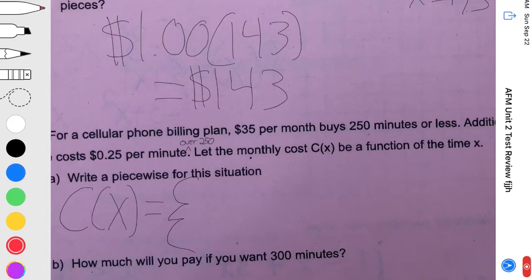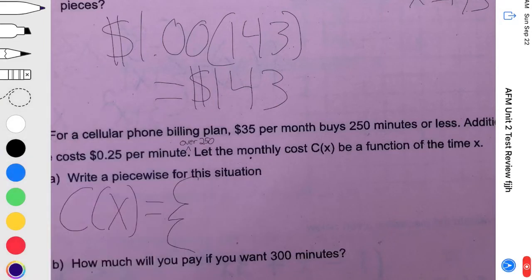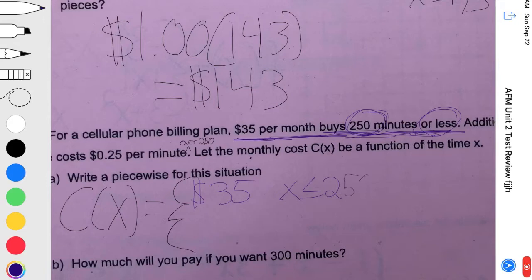And then I think what's showing up a little bit better is darker colors. So let's try darker colors. Let's see if the blue works. Let's see, navy works. So $35 per month buys 250 minutes or less. So we're going to include 250 and then or less. So we've got $35 as a flat fee, and that is when X, or the number of minutes, is less than or equal to 250.